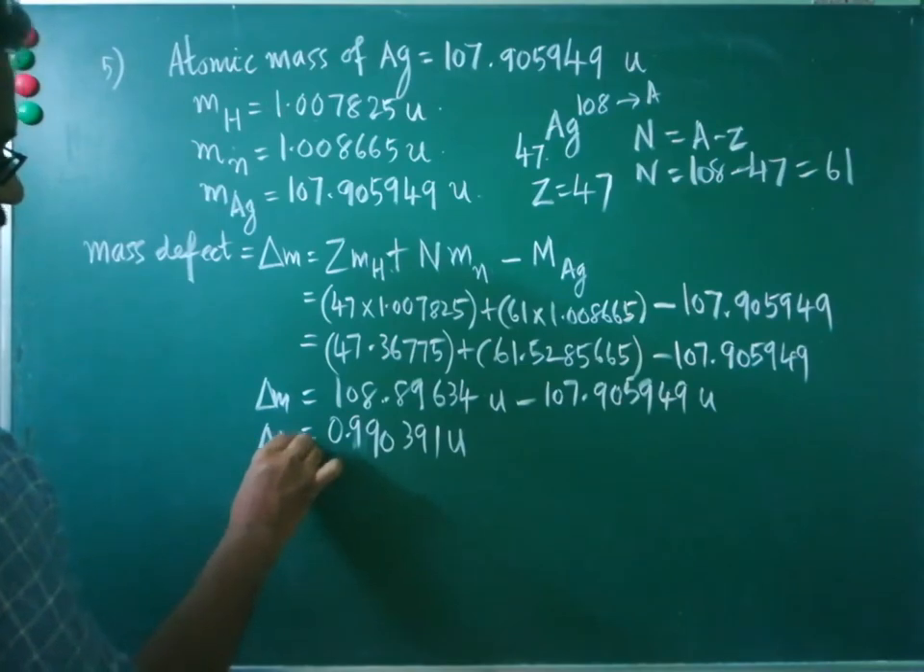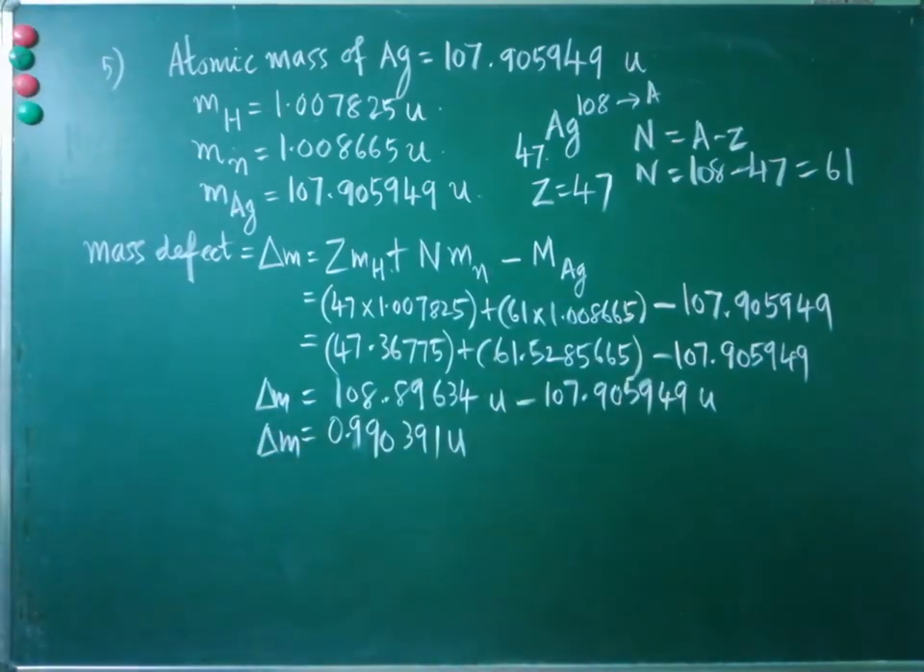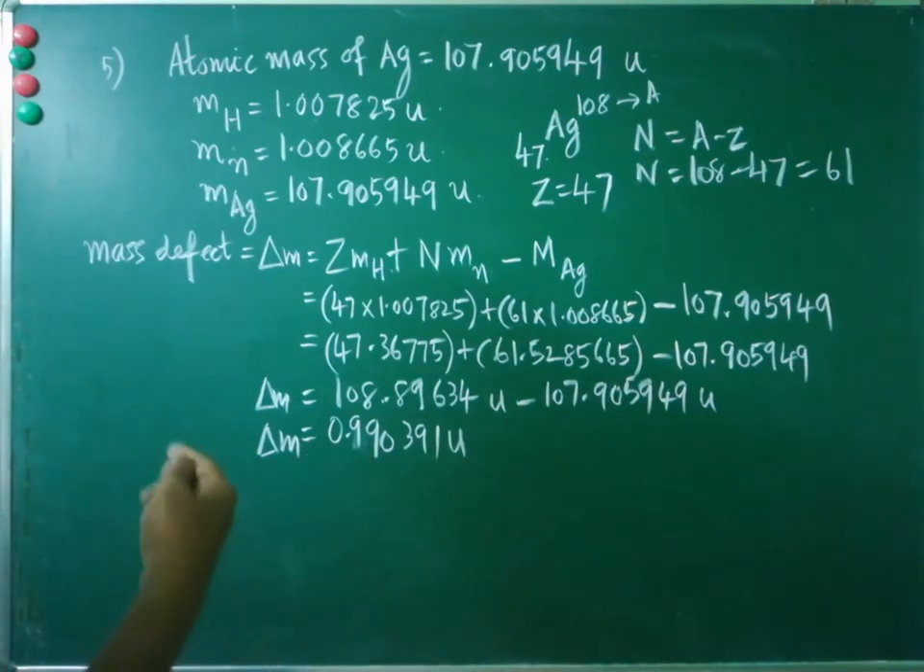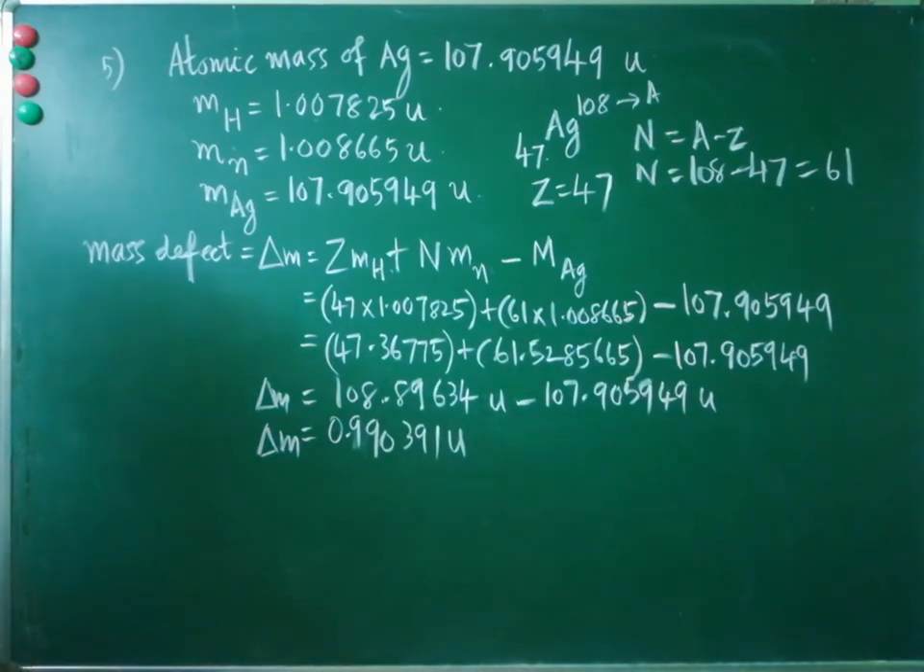So this much amount of mass disappears when the silver nucleus is formed. Are you clear? When all nucleons are combined, what will happen? After forming the nucleus, this much amount of mass disappears. The disappearing mass is called mass defect. That mass defect will be converted into binding energy. Mass is converted into binding energy.